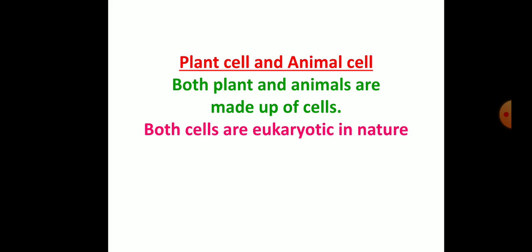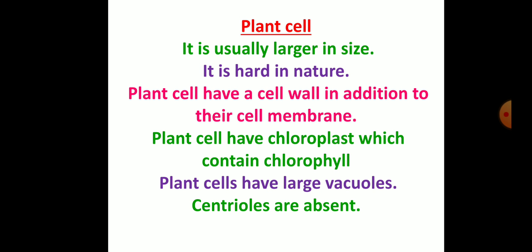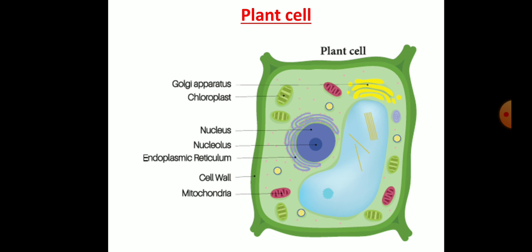Plant cell and animal cell. Both plants and animals are made up of cells. Both cells are eukaryotic in nature. Plant cell is usually larger in size. It is hard in nature. Plant cells have a cell wall in addition to their cell membrane. Plant cells have chloroplast, which contain chlorophyll. Plant cells have large vacuoles. Centrioles are absent. This is the diagrammatic representation of plant cell, where you can see Golgi apparatus, chloroplast, nucleus, nucleolus, endoplasmic reticulum, cell wall, and mitochondria.